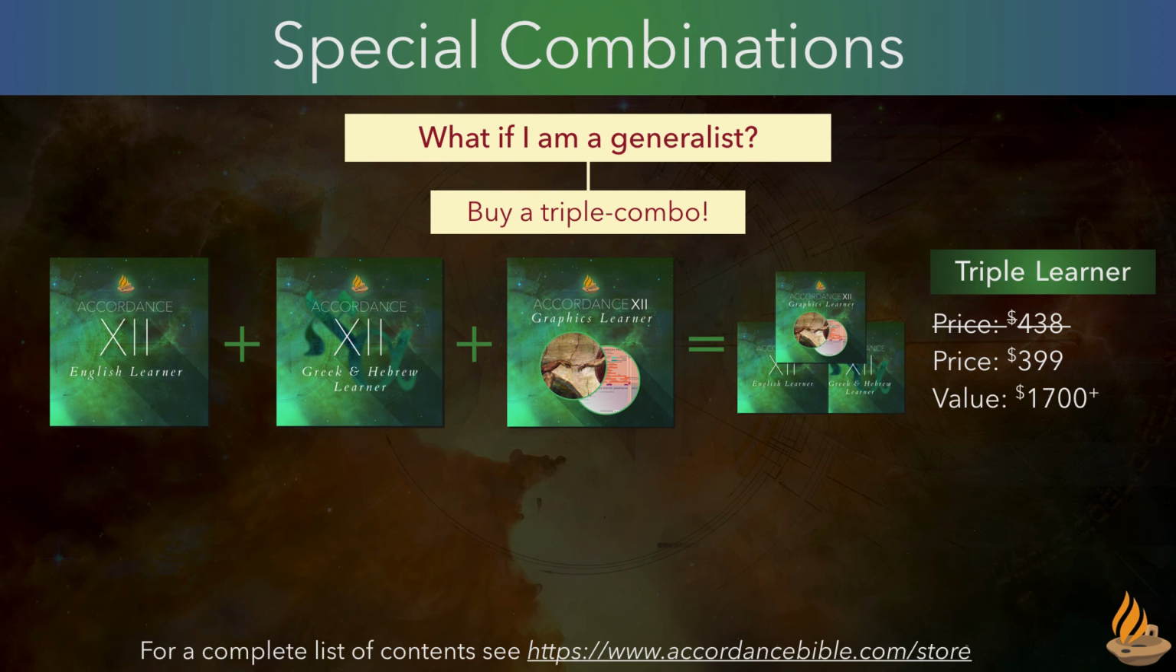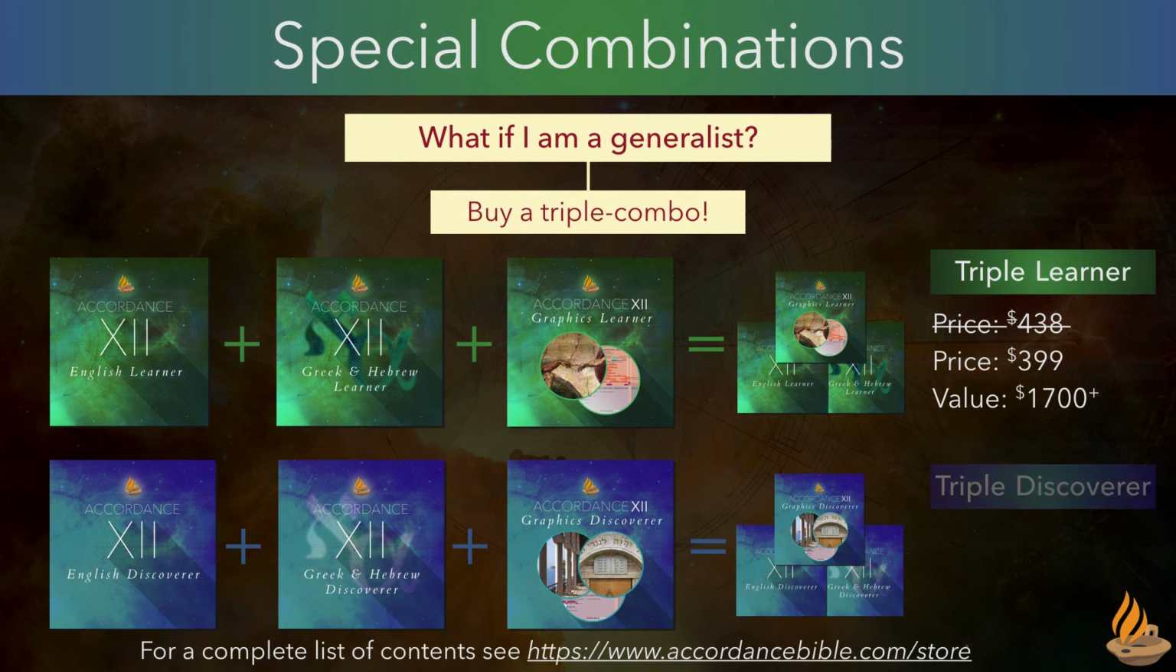The absolute best value for the biblical studies generalist is a Triple Discoverer. It combines English, Greek and Hebrew, and the Graphics Discoverer levels. Bought individually, these collections would total $937, but the triple combo price is $899 on a package of resources worth over $4,400.